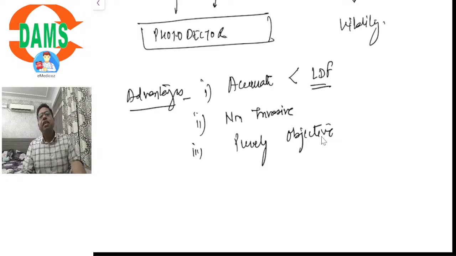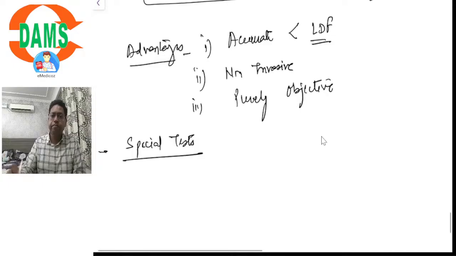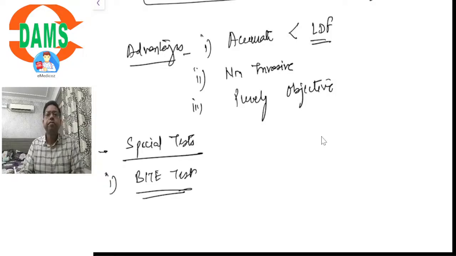Now there are certain clinical conditions where direct application of a sensibility and a vitality test does not give you a conclusive evidence of the pulpal status. In such situations, we apply special tests of the pulp. Okay, special testing methods. The first one is called the bite test. This bite test is used to diagnose cracks in the tooth.